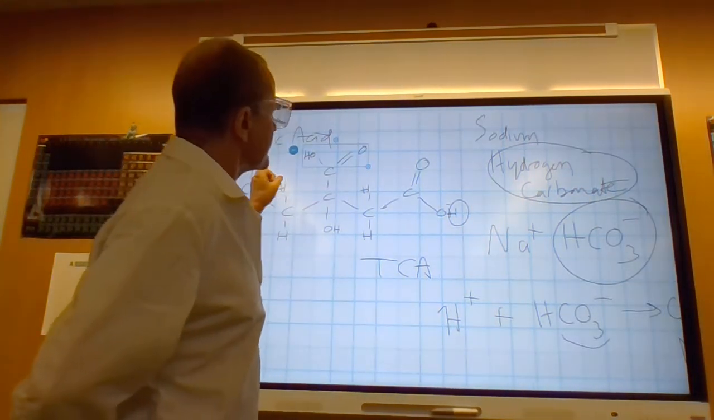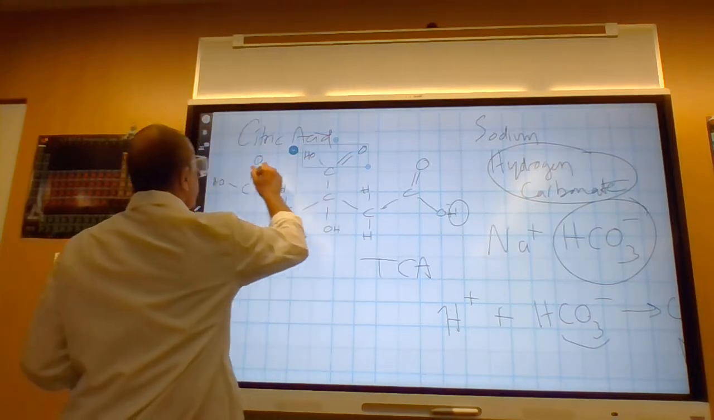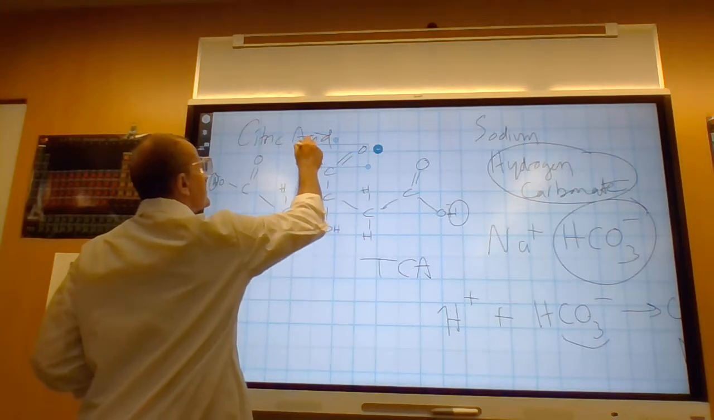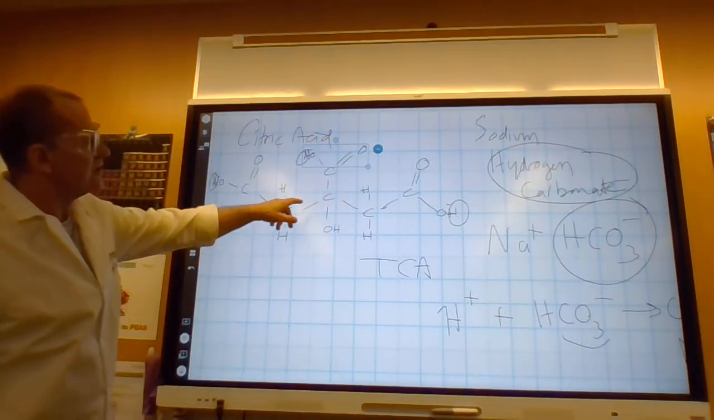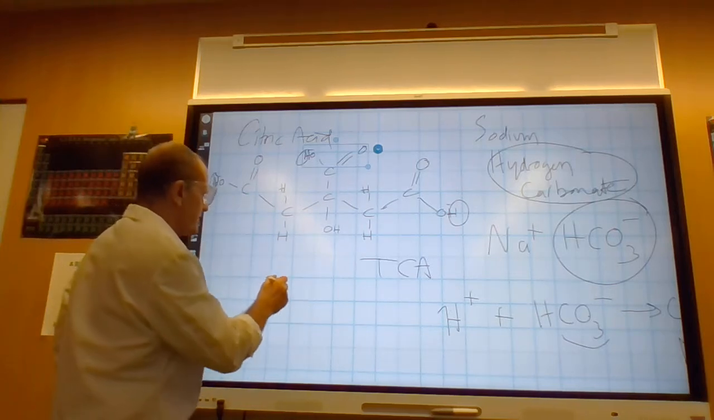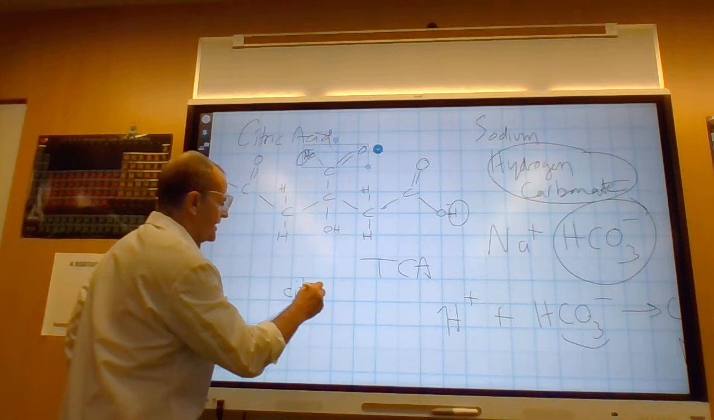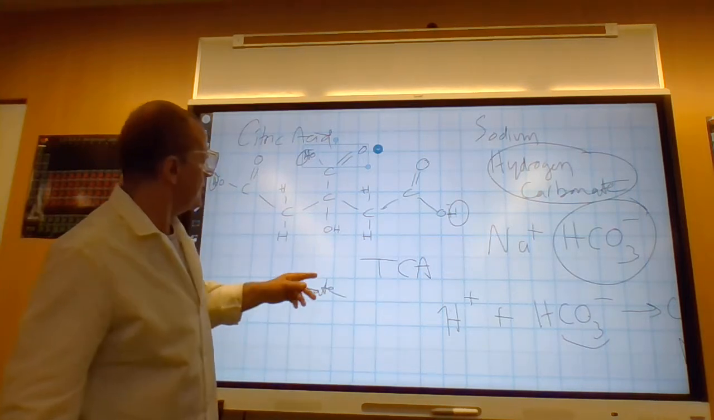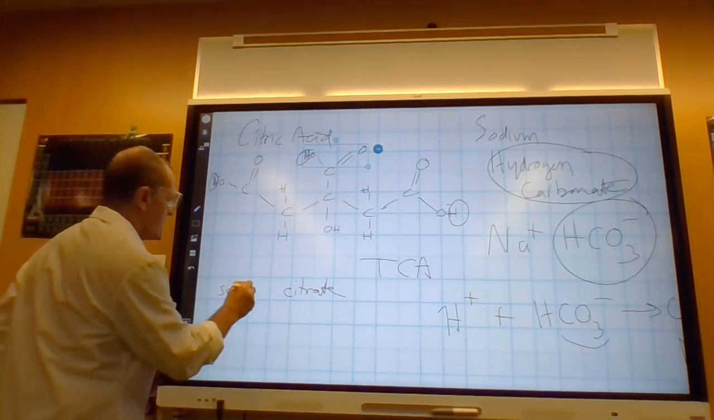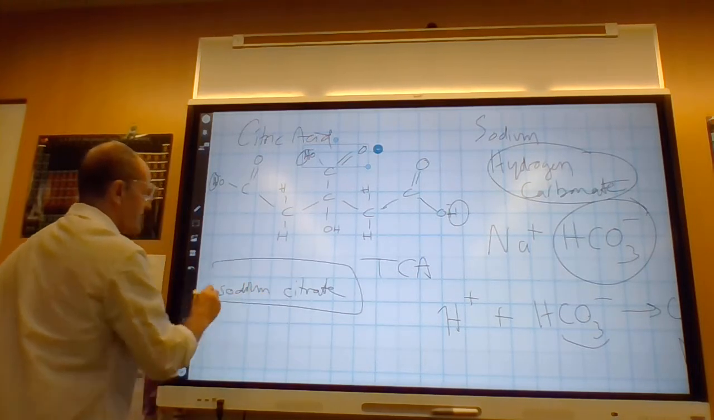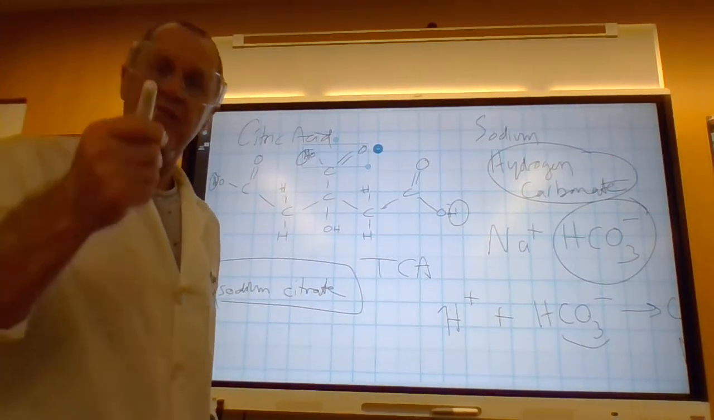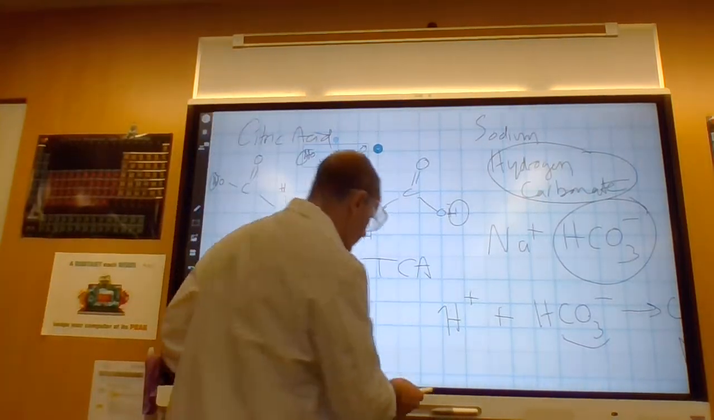So, yes, we get a bit more happening here. When we remove this, we'll get a minus there. When we remove this, we'll get a minus there. And so we get a triple minus ion, which is, of course, called a citrate ion. And that will attach to the sodium here to form sodium citrate. Now, what you'll notice is that I haven't done a chemical formula for that, because that's going to be part of your job.